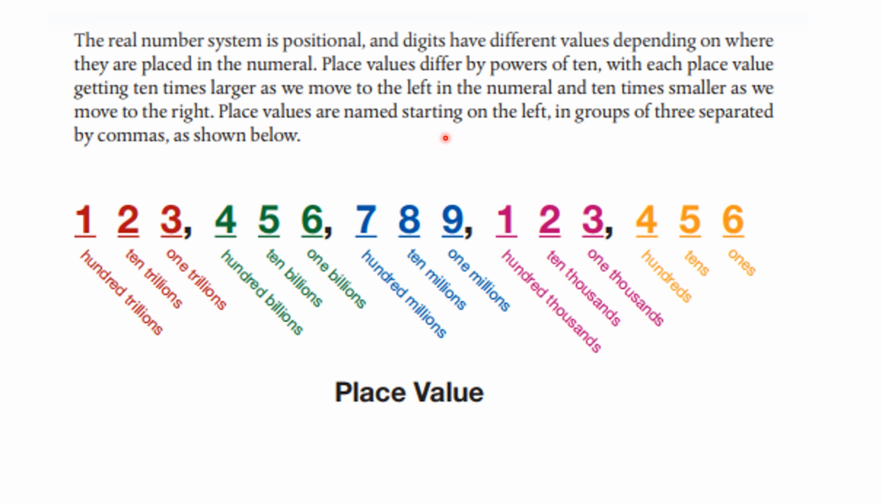Place values are named starting on the left in groups of 3 separated by commas often. So these are ones, tens, and hundreds. This is 1,000, 10,000s, 100,000s. This is 1 millions, 10 millions, 100 millions. This is 1 billion, 10 billions, 100 billions. This is 1 trillion, 10 trillions, and 100 trillions. And it does keep on going. So these are your place values.